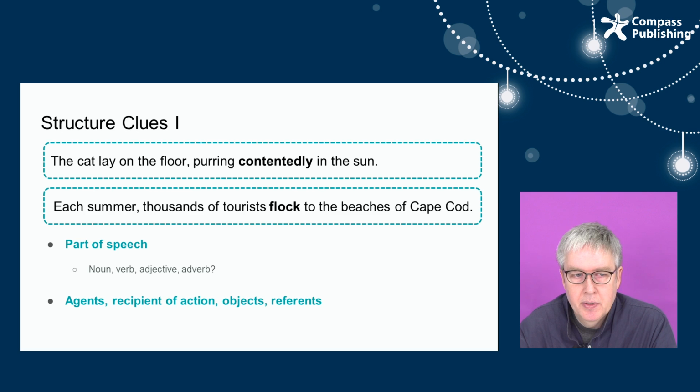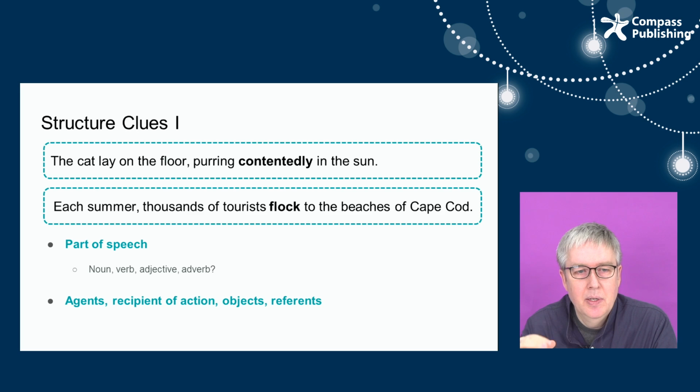Also, the agent, for example, if it's a verb, the agents of that verb can give you a clue, or the recipients of the action, or the objects, or the reference. Let's take another example. Each summer, thousands of tourists flock to the beaches of Cape Cod. So here, flock is what? It's a verb. So tourists are doing something. A verb means it's an action. So they're doing something, and we look at the object, to the beaches. They're flocking to the beaches. So we can kind of guess what that means.